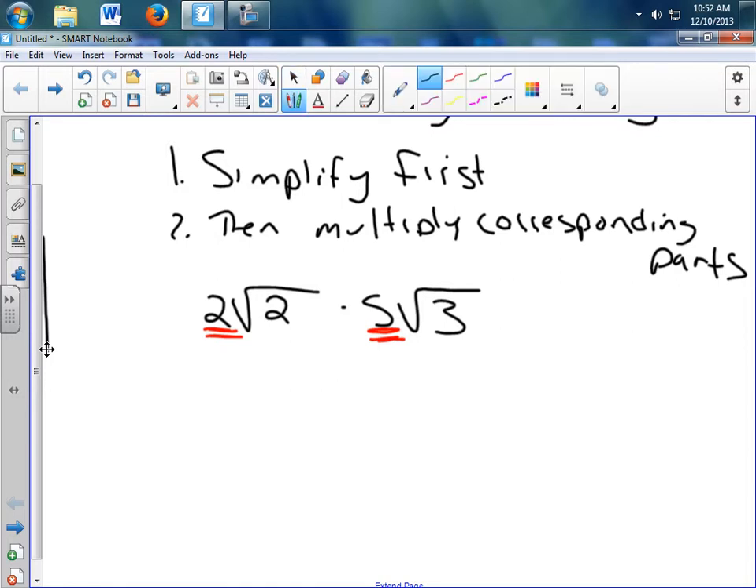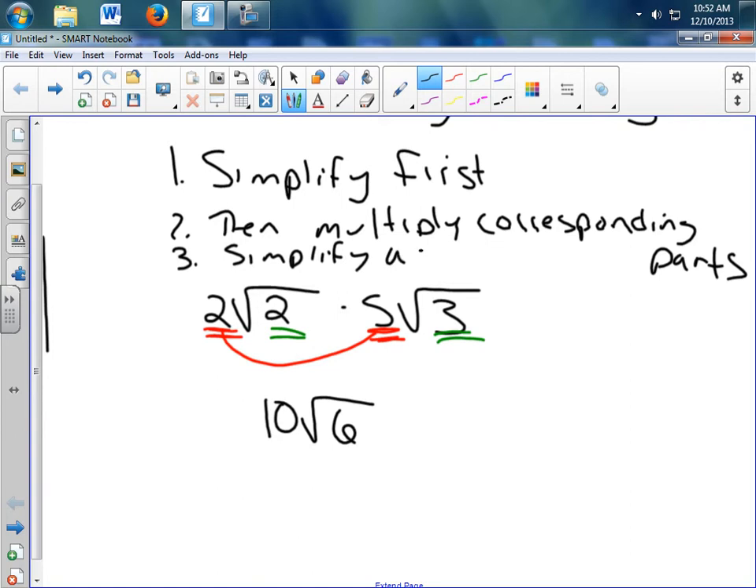So I would get 2 times 5 is 10. And then you multiply the insides, and you would get 6. Okay? Step 3 is simplify again, if possible. So if I multiply these two together, I cannot simplify 6. This would be your answer. Okay?